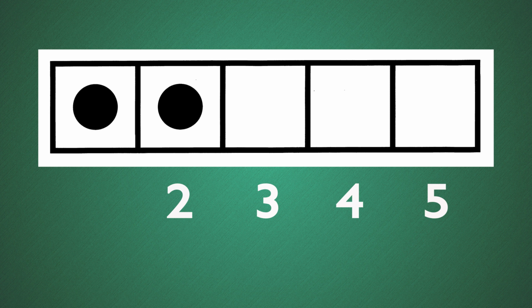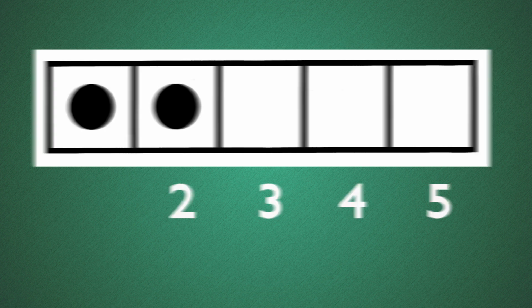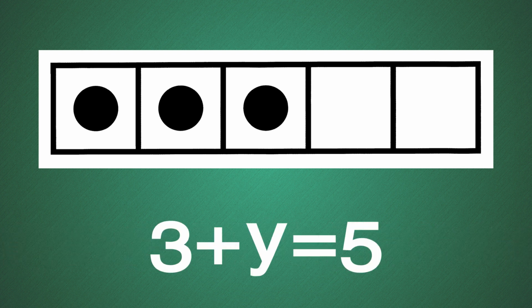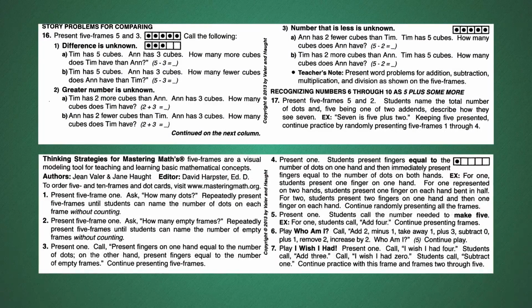5 frames are a great tool for naming an unknown addend. 3 plus what number is equal to 5? The algebraic equation students would write would be 3 plus y is equal to 5, and name the unknown addend by think addition. On the back side of the 5 frames, you will find examples of all the possible story problems for the operations of addition, subtraction, multiplication, and division.